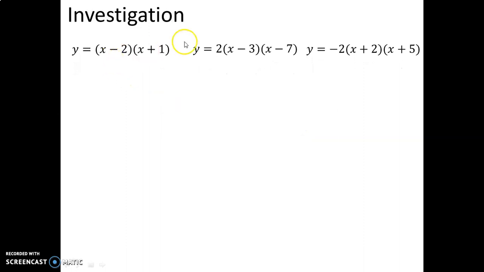Let's say we have these 3 quadratics. Are these quadratics, first of all? Yeah, they are, for sure. If you multiplied these out, you would notice you'd get x squared, and that means they are quadratic. So these would be parabolas.